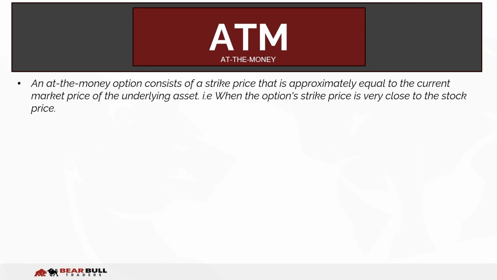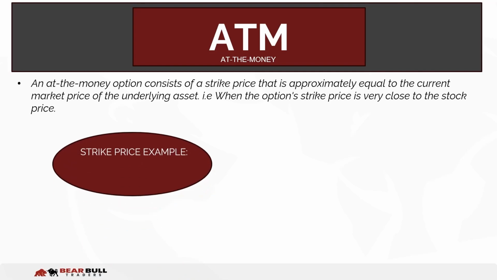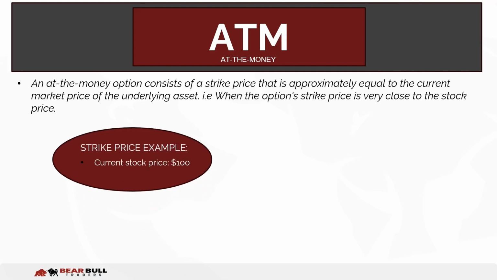An at the money option consists of a strike price that is approximately equal to the current market price of the underlying asset. In other words, an at the money option is when the option strike price is very close to the stock price. Let's look at a strike price example. Let's say the current stock price is near $100. A strike price of $100 will be considered at the money.